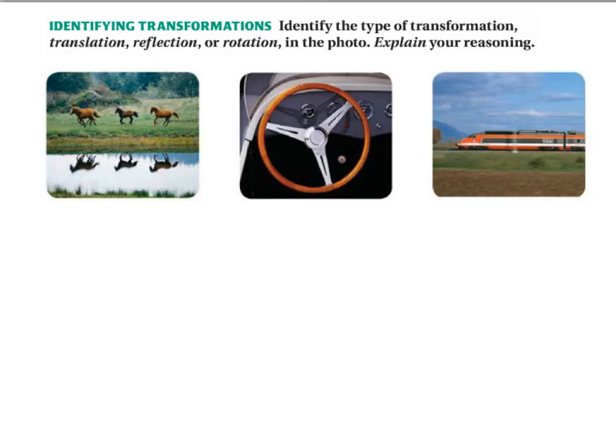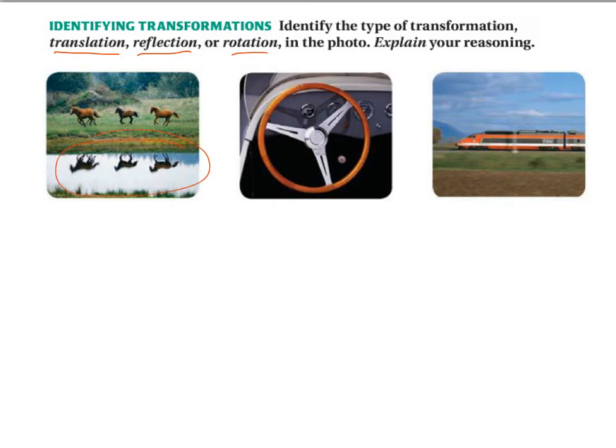On this page, we are just going through some basic questions you're going to see in your assignment, so identifying the type of transformation we've covered so far: either a translation, or a slide; a reflection, where you're flipping it; or a rotation, where you're turning it around in a circle. So we need to explain the reasons why.